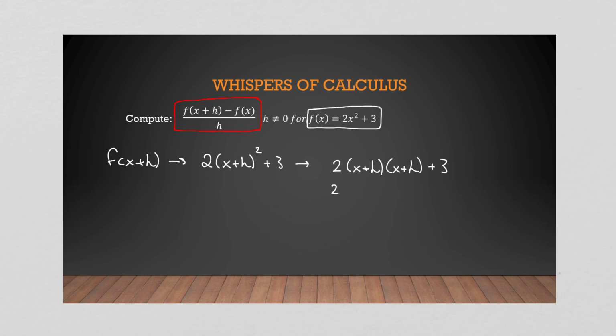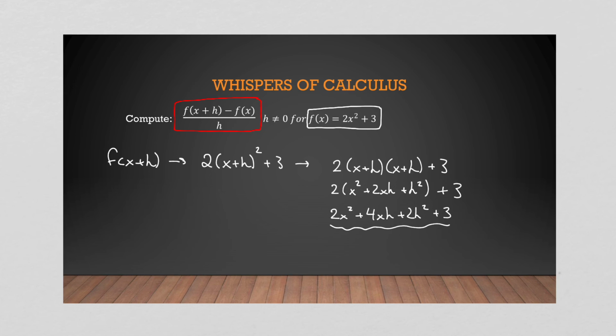So x squared plus 2xh plus h squared. I combined a step there. I hope you know what I did. And then you water bomb the 2 in. And that is our f of x plus h.